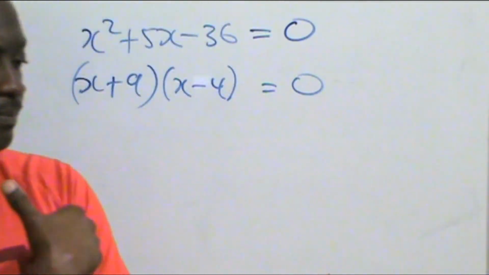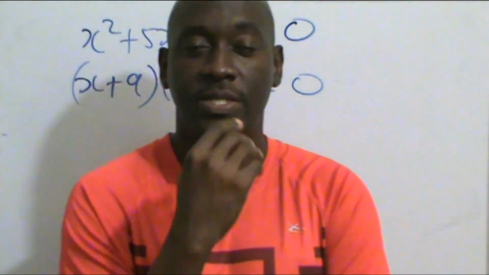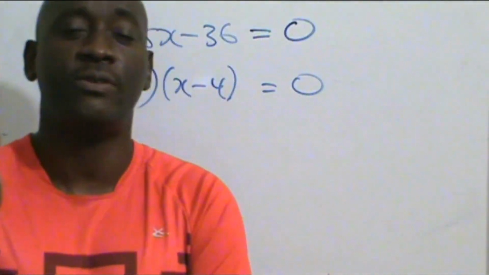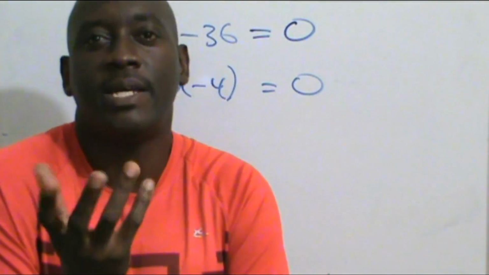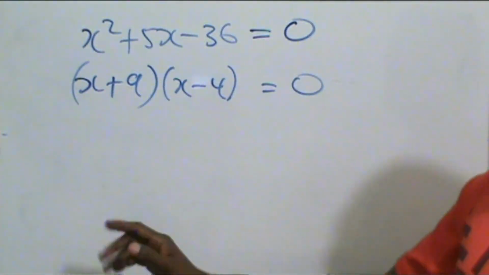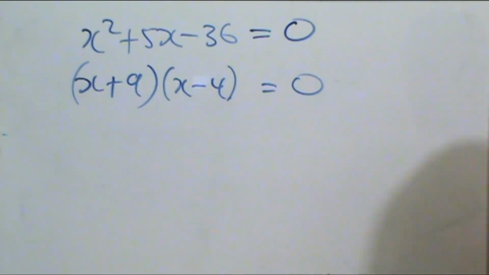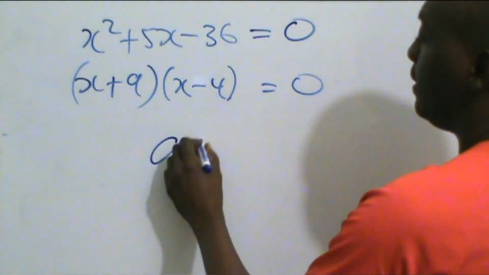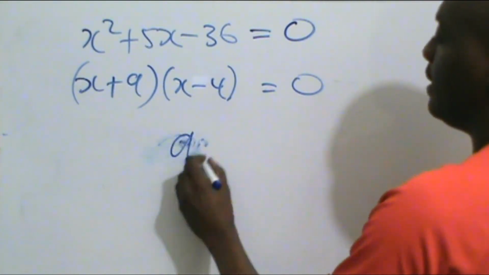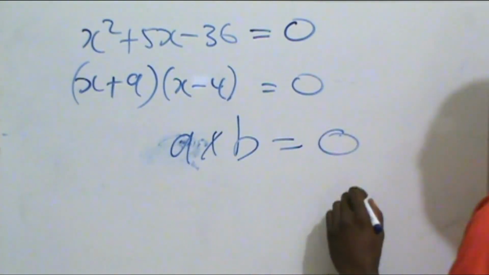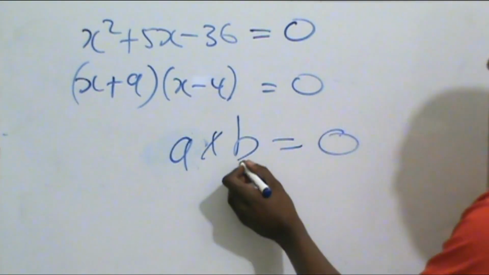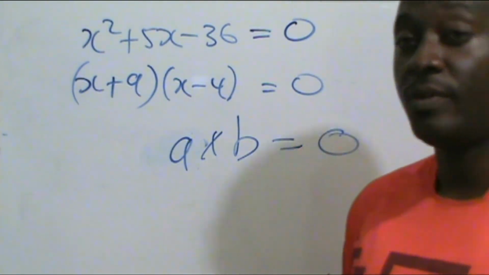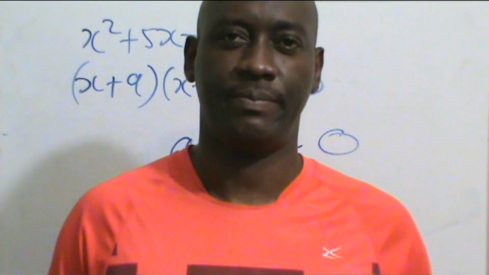So if I multiply 6 by 0, the answer will be 0. If I multiply 2 million by 0, the answer will be 0. If I multiply A by 0, the answer will be 0. What that means is that if I multiply, let me just write this down, if I multiply A by B and the answer is 0, it means then either A is equal to 0 or B is equal to 0, or both of them probably equal to 0.